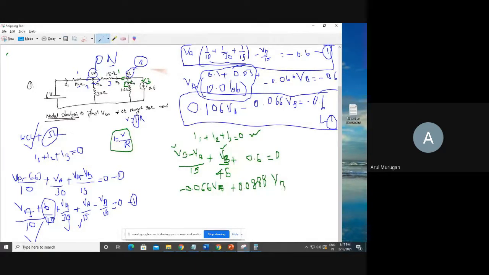It is equal to, I want to move this 0.6 to the opposite side. So minus 0.6. That's our final equation, the second equation is completed. So put it in the box.